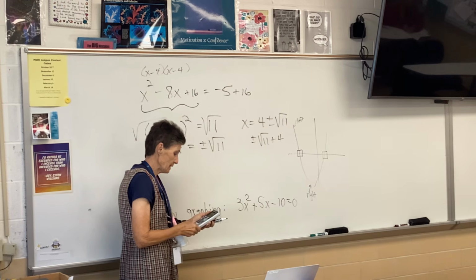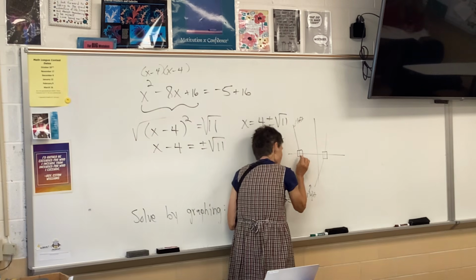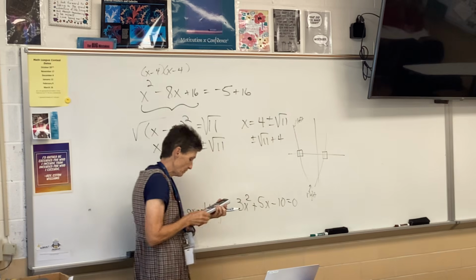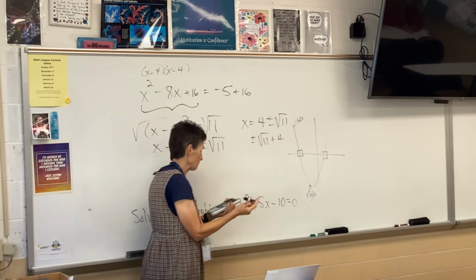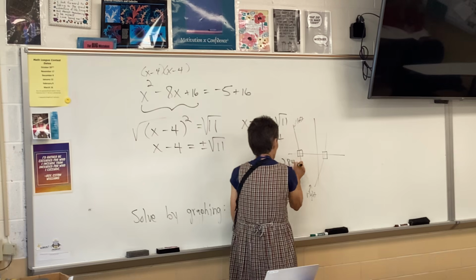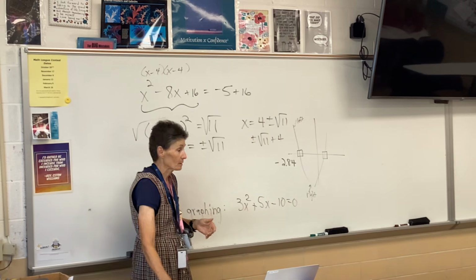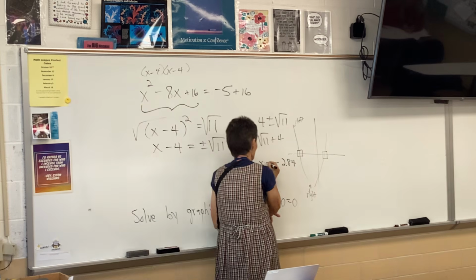Move my cursor and hit enter. And then when I take my guess, my guess is right there. So I'm gonna move that cursor and press enter. Who got negative 2.84 for that answer? That's one of them. That's this guy right here, x equals.